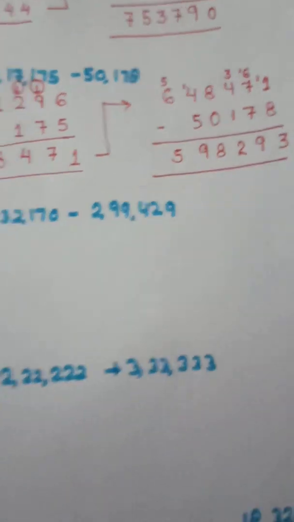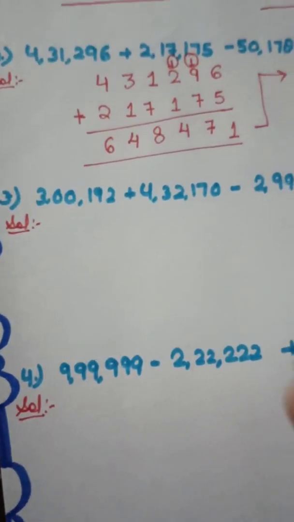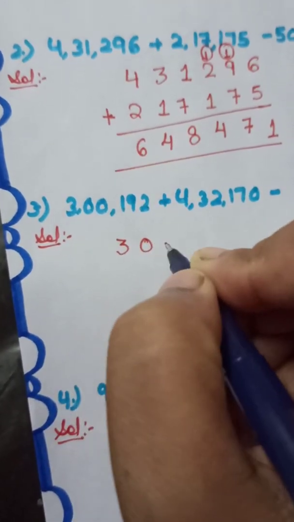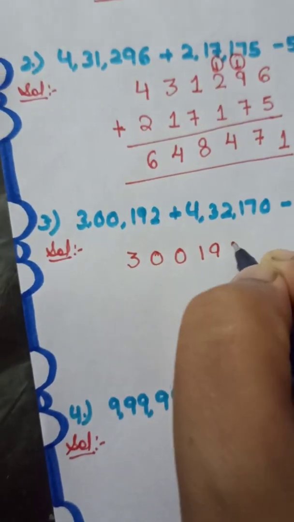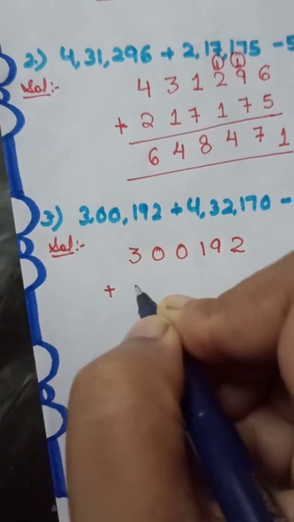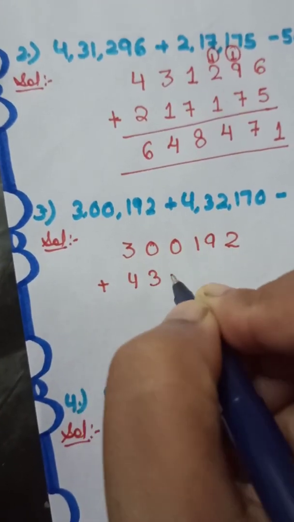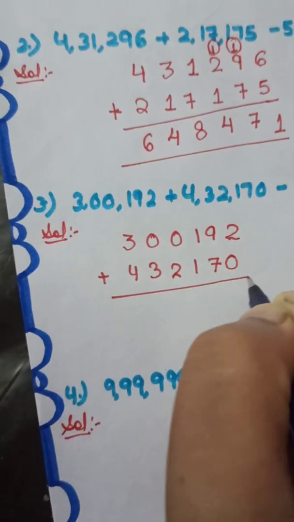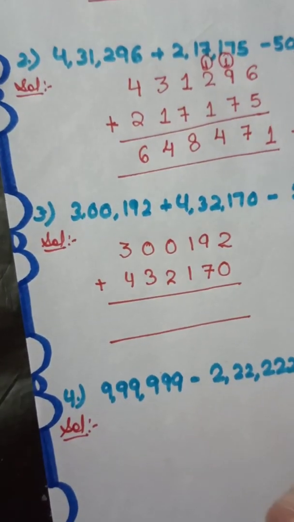Okay. Now the third part. Arrange these numbers vertically first of all. This one is done. Then plus 43217, okay, it is done.